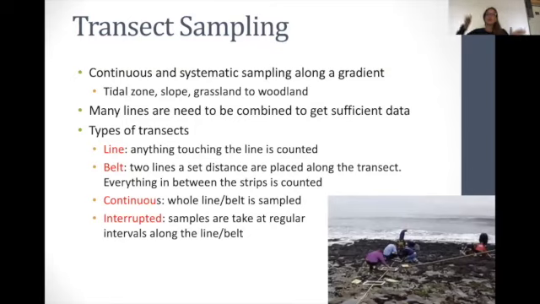You could do a belt, which is essentially two tape measures from low to high tide, and now you're going to record anything between those tape measures. We can do continuous, where again, everything is sampled, or we can do quadrants along that belt or quadrants along that line. So if you look down here, this is intertidal, and they're doing quadrants along a line transect.